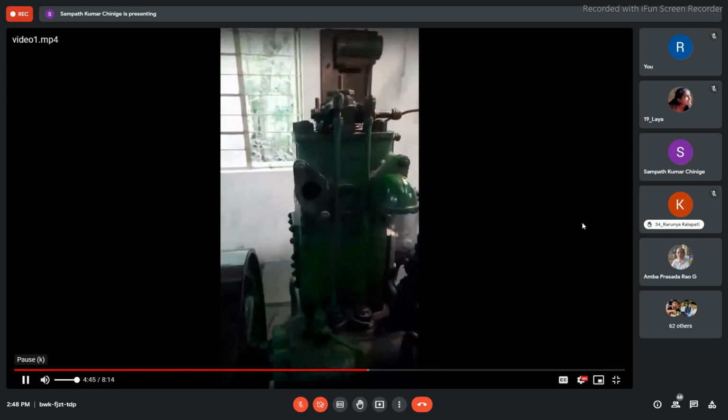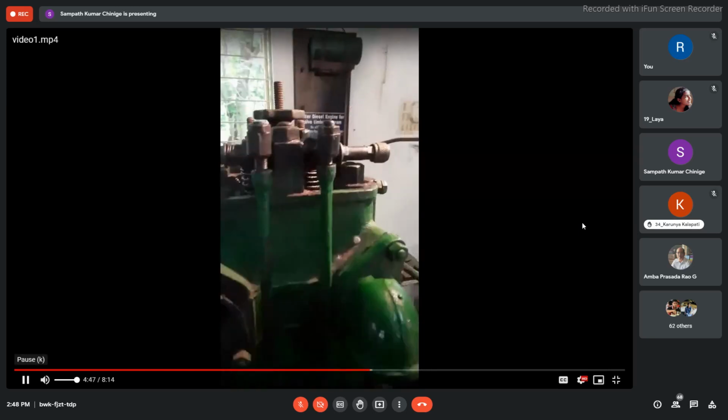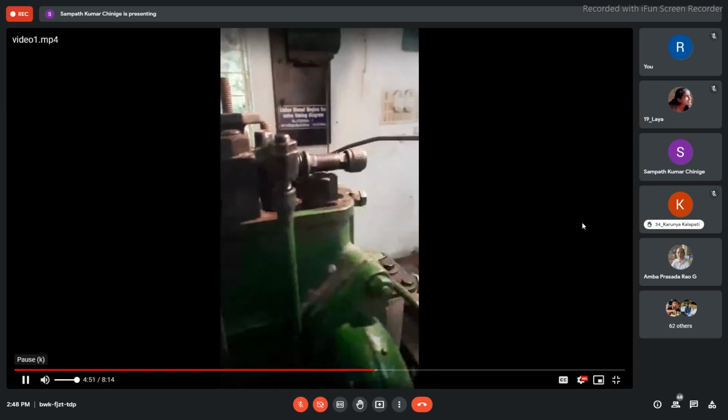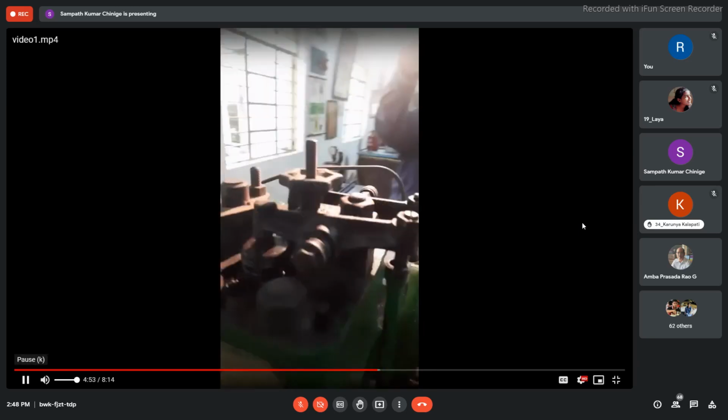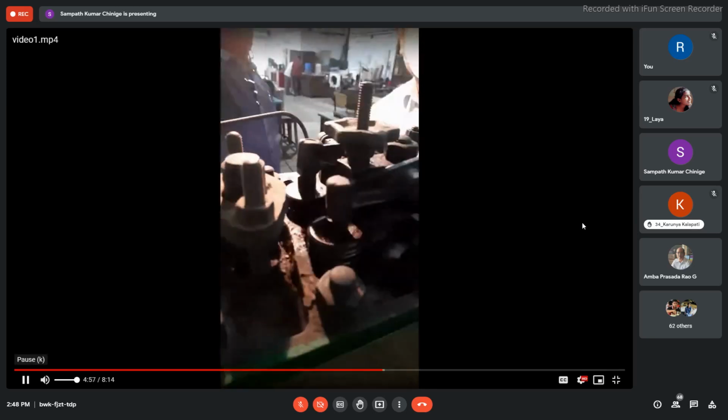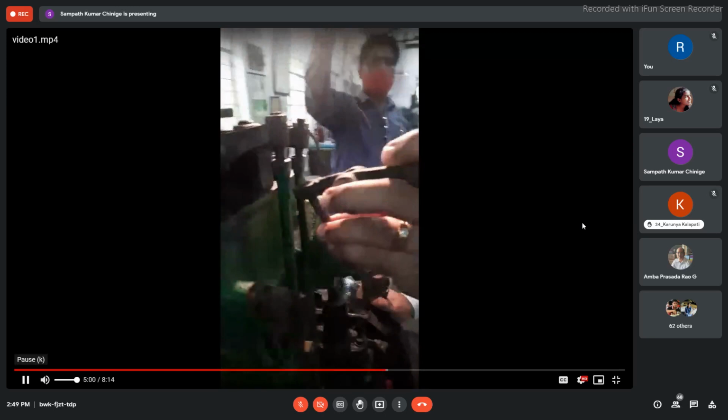Now let us see this arrangement as it is actuating. You see that this is moving up and down. Similarly, if I rotate it further, you see that another rocker arm is there. This rocker arm pertains to the exhaust valve.